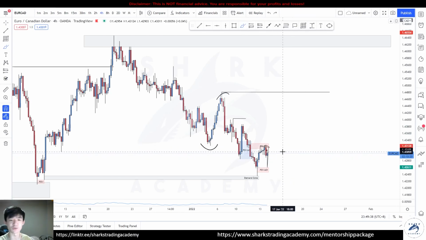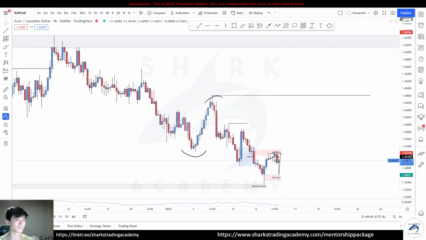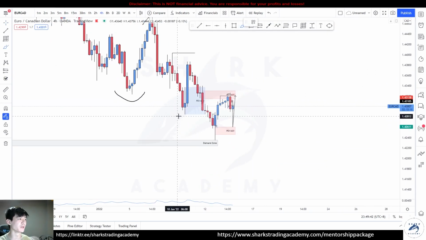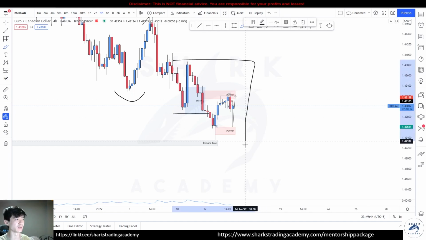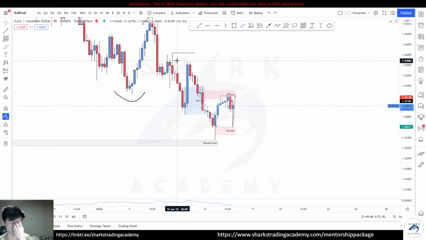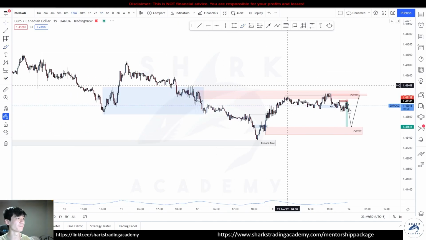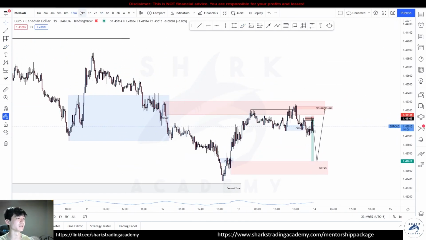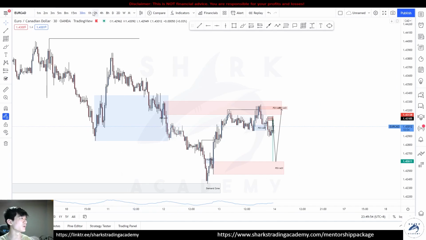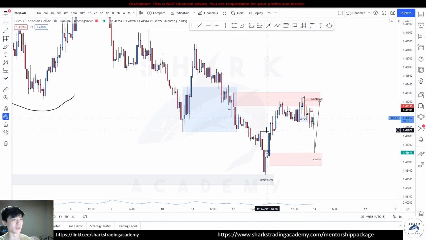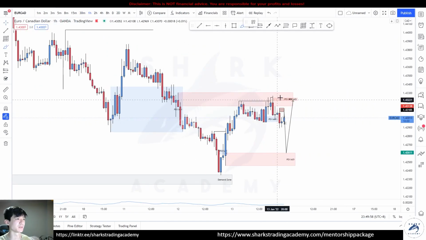So now, where is our 3-step process in this case? First of all, we have the break of structure here. This is our step number 1. We are 4 hours bearish, we have a break of structure. Step number 2, we have a 15 minutes, I think it's a high time frame S&D zone. We have a 30 minutes S&D. You can use the 1 hour as well. So now this is our step number 2.